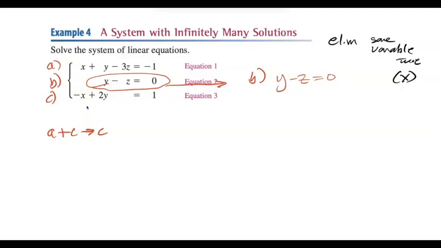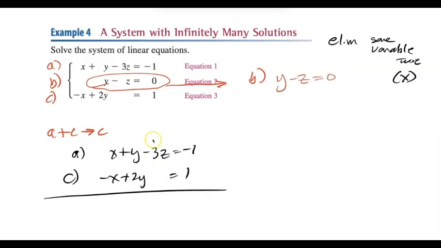And here I have a is x plus y minus 3z equals -1. And then c is -x plus 2y. There's nothing for the z. That's fine, leave a space or 0 if you want. Equals 1. We're going to add them down. The x's cancel. Y plus 2y is 3y. That just adds down. Minus 3z equals 0.